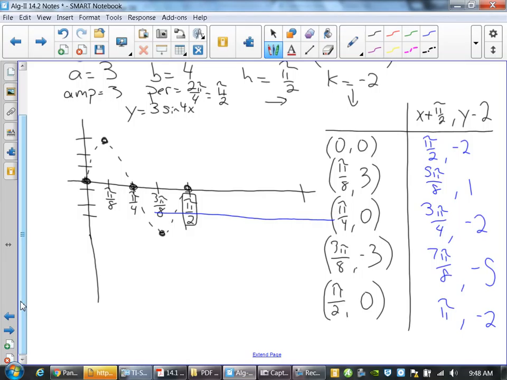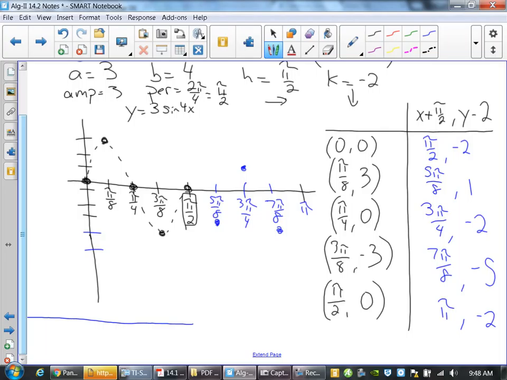So now when you go back to graph everything, you now know your breakpoints. You have pi, 3 pi over 4, 5 pi over 8, and 7 pi over 8. It's very easy to do the ordered pairs first. Just take your time to write them out. And then just walk it. We start at -2. We go to +1. Back to -2. Gotta go to -5.